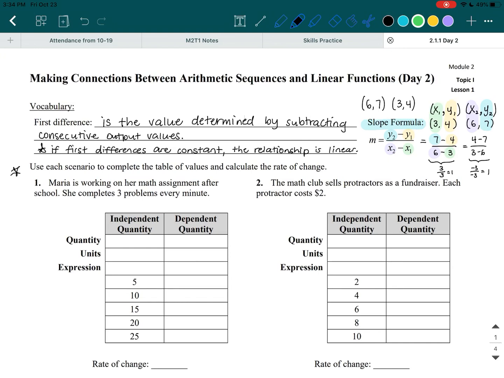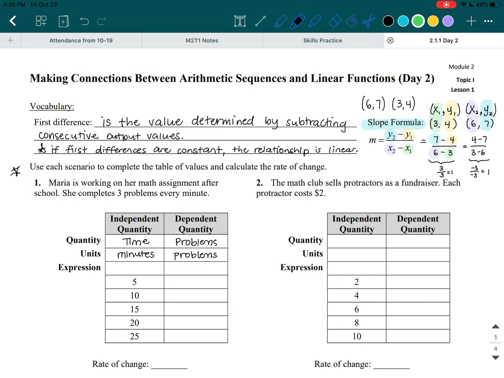So we have to label the independent quantity and dependent quantity. 2 days ago, we discussed that the independent quantity was time and the units were minutes. And then for the dependent quantity, I don't want you to worry too much about it. It's problems. And the units, you can just put problems again, because I don't know how you would describe number of problems other than just problems. So time in minutes and problems in problems.